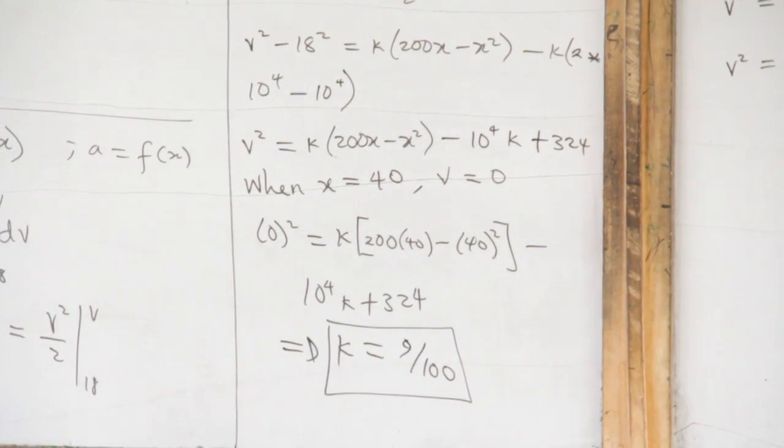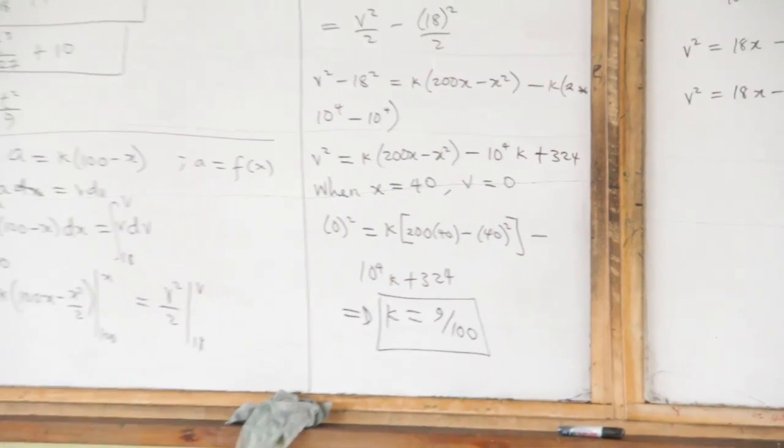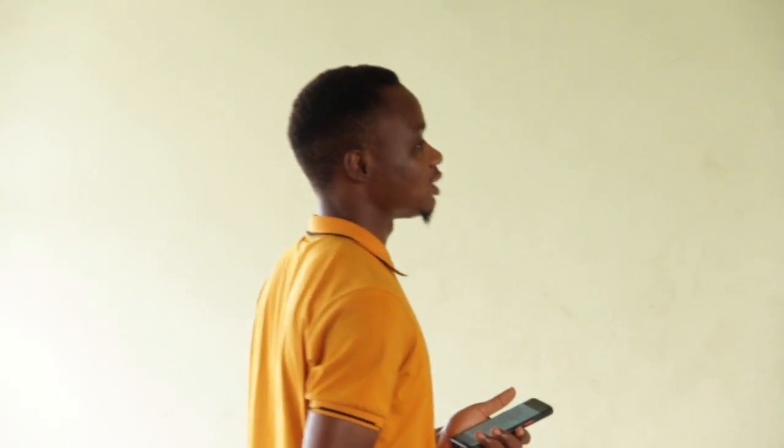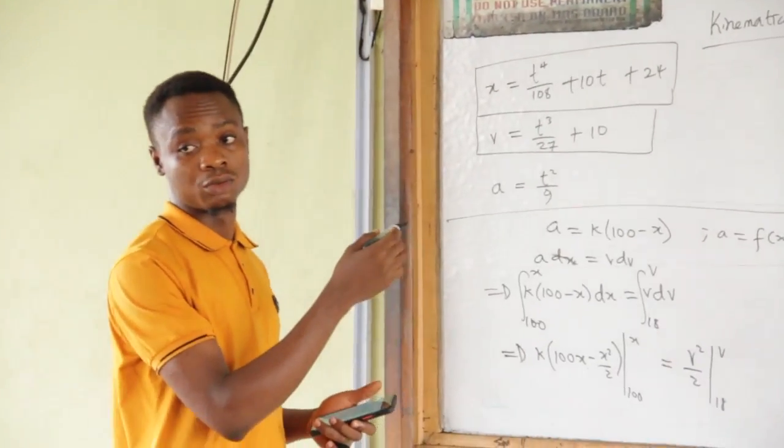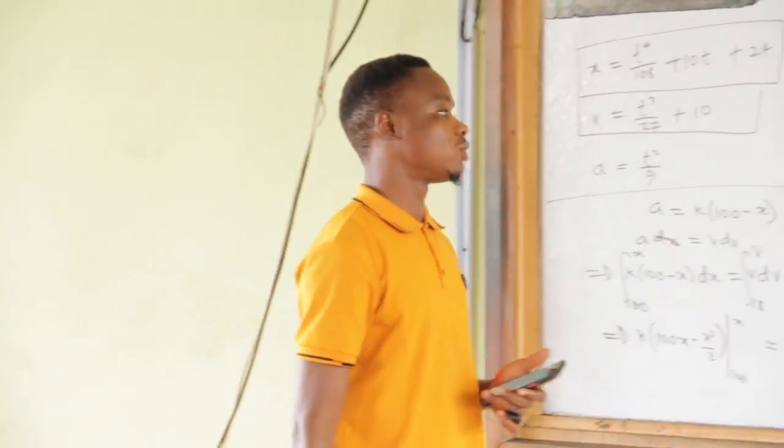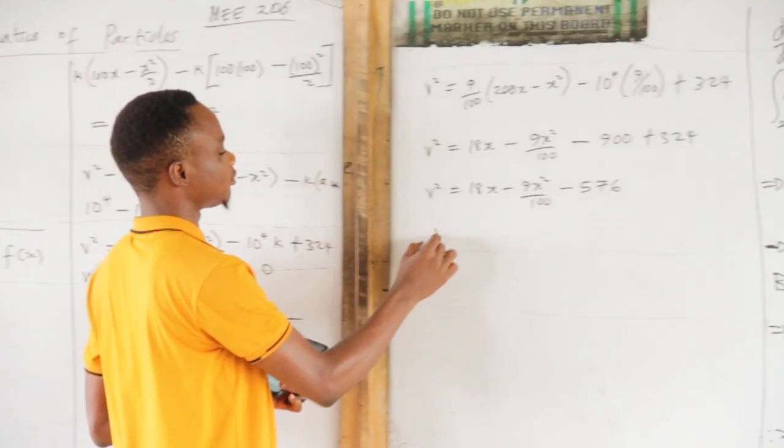Then the next one says we should determine the velocity when x equal to 120 mm. Can you see that? The velocity when x equal to 120. So you can get that also. What would that give you? When x equal to 120, what will be the velocity?